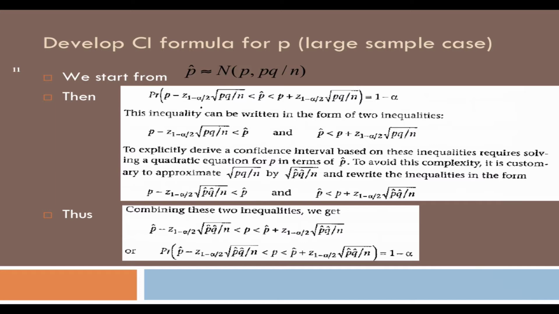Yes? Okay. So P hat is X over N, small n. And then Q hat is 1 minus P hat. So it's 1 minus X over N. Whenever we talk about Q, it's defined as 1 minus P. So Q hat would be 1 minus P hat.